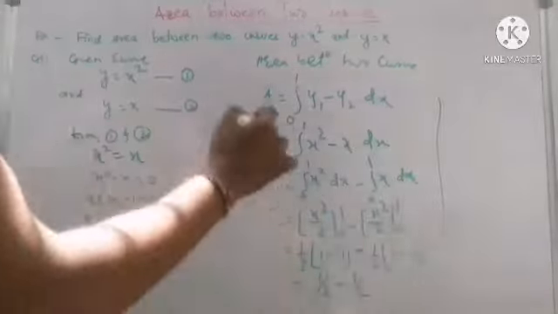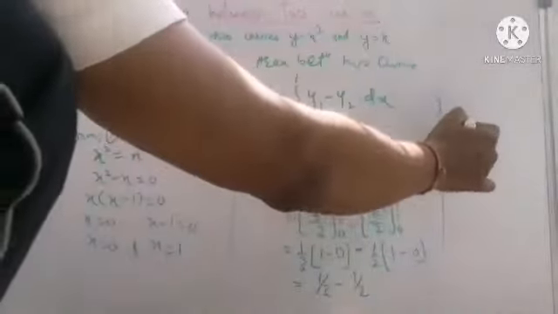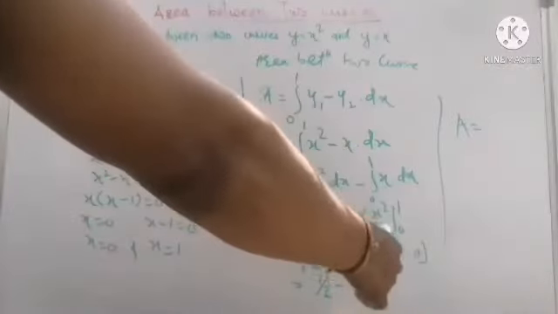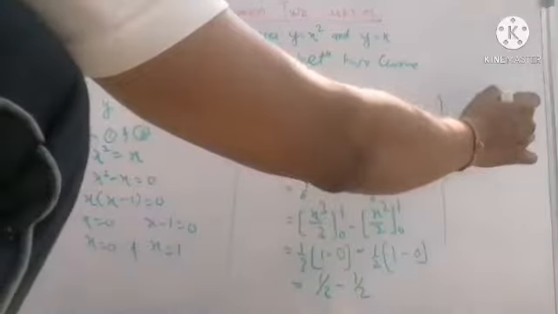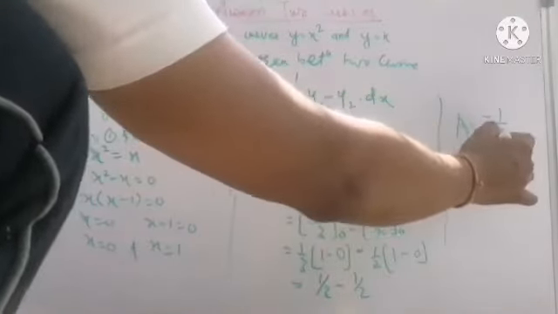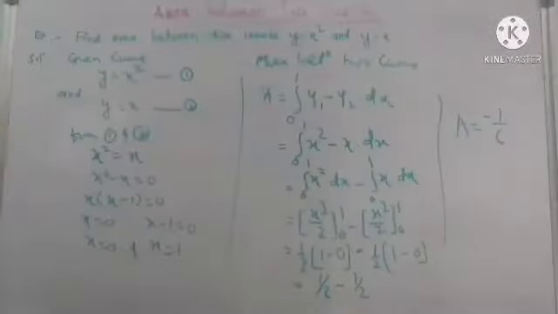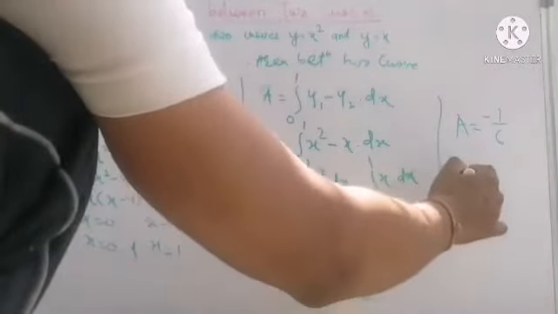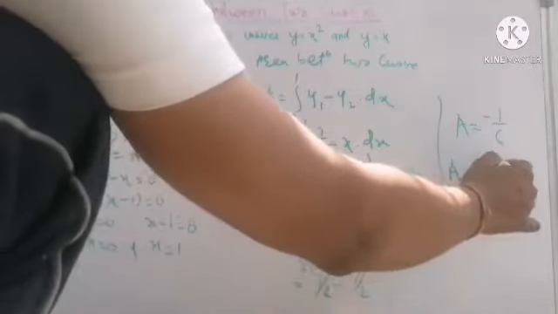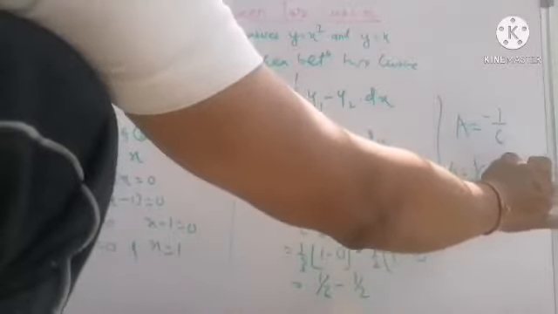Now subtracting this simple expression, the LCM is 6: 2 into 1 is 2, minus 3 into 1 is 3, so 2 minus 3 by 6, which is minus 1 by 6. Remember, area is always positive. Here we get a negative value, but we take it as positive, 1 by 6 square unit.